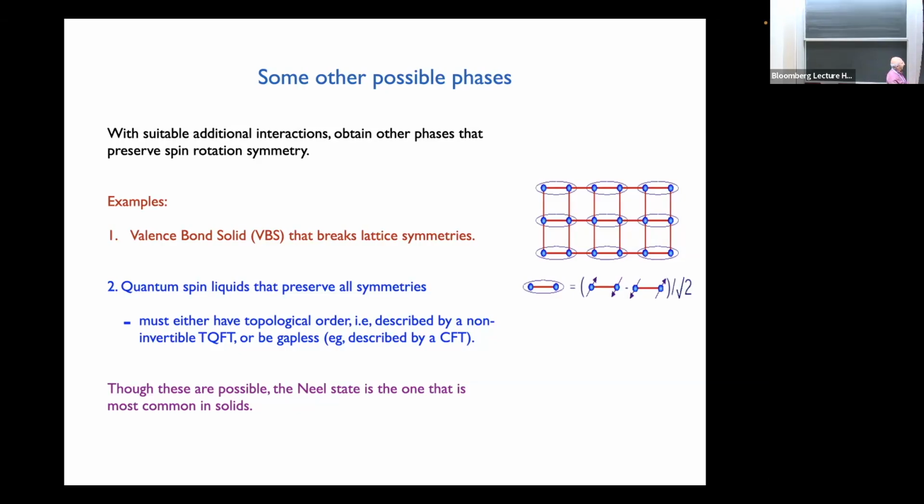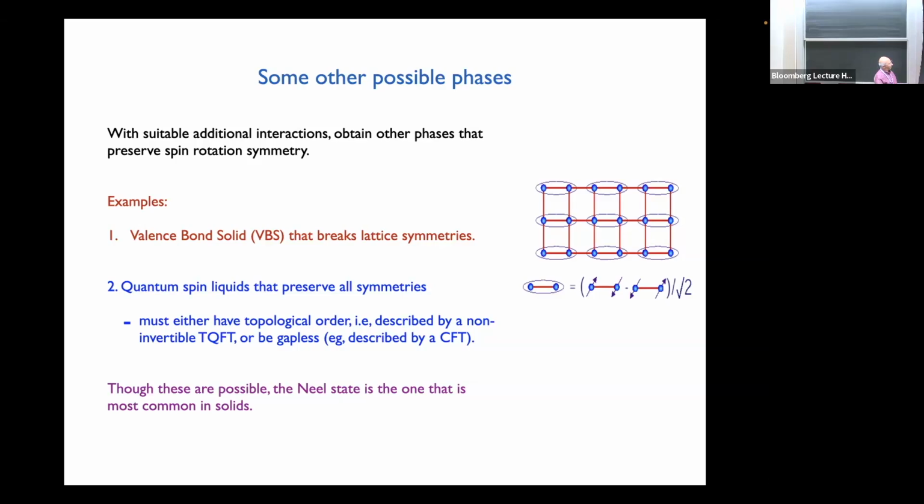And then there are more exotic states called quantum spin liquids that preserve all the symmetries. It's known on general grounds that these must either have topological order, meaning it's described by some non-invertible TQFT, or be gapless, for instance, described by some conformal field theory or some other kind of gapless field theory. So these are possible, and there's a great deal of effort in the field understanding the various possibilities, when they occur, what the universal properties are, and so on.